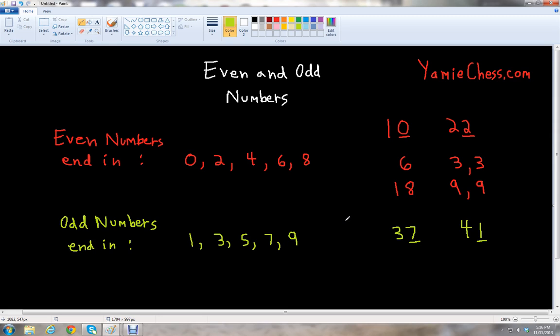Now where do we see even and odd numbers in the real world? When you're driving down the street and you see the businesses and the houses with their street address numbers, you notice that maybe the even numbers are on one side and the odd numbers are on the other side. So that's a way to organize where certain businesses and houses are located. That way we can find where we're going.